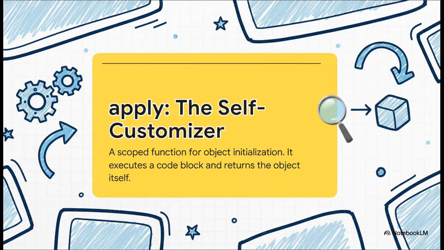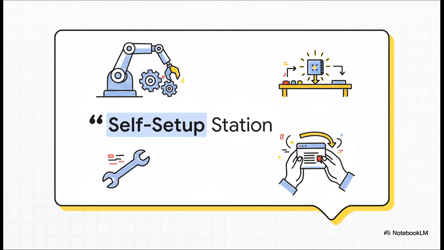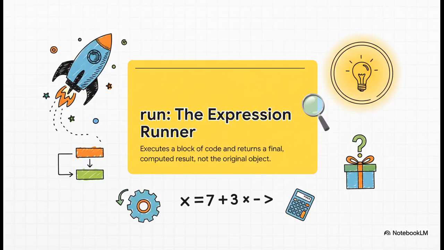Think of the apply function as the ultimate self-customizer. It's perfect for setting up an object because you do all your configuration inside the code block, and what you get back is the object itself, all configured and ready to go. And honestly, this is the best way to remember it. Apply is the self-setup station. It's where an object gets itself all sorted out for whatever's next. On the flip side, you've got run. It's the expression runner. It also runs a block of code on an object, but its whole purpose is to give you back a final result. You don't get the object back, you get the answer to whatever you asked of it.